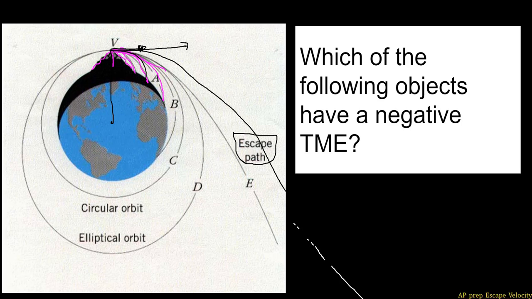Okay, the correct answer is A, B, C, and D, because none of these are ever going to make it out to sea level, which is an infinity. E will just make it out there and crash at the finish line with no kinetic energy. And if you launched it with a speed a little bit more than E, it would make it out to infinity with some speed.